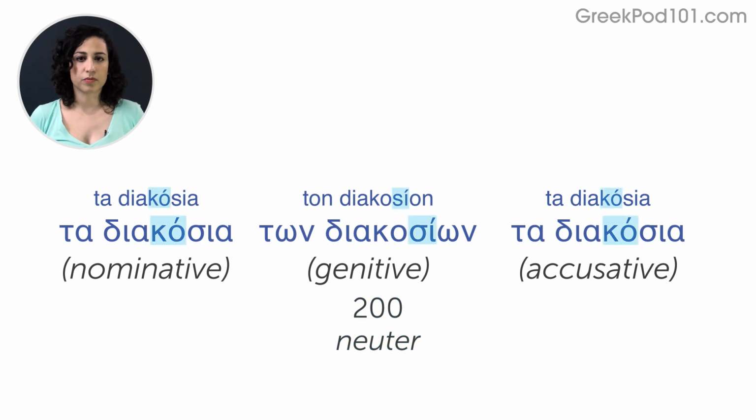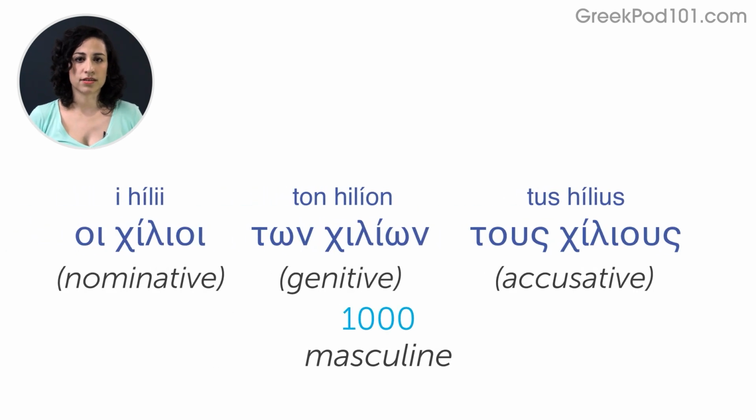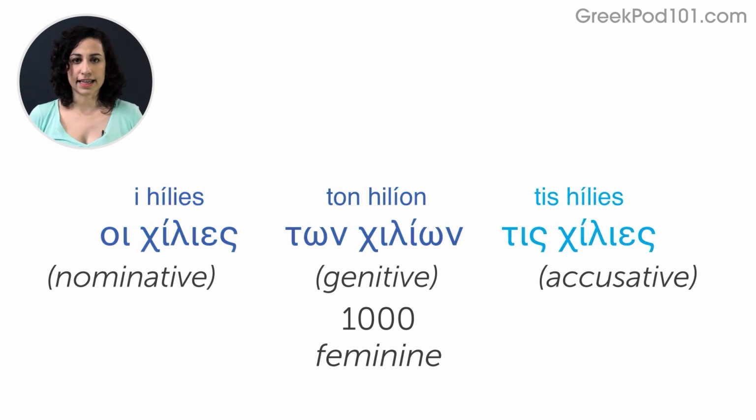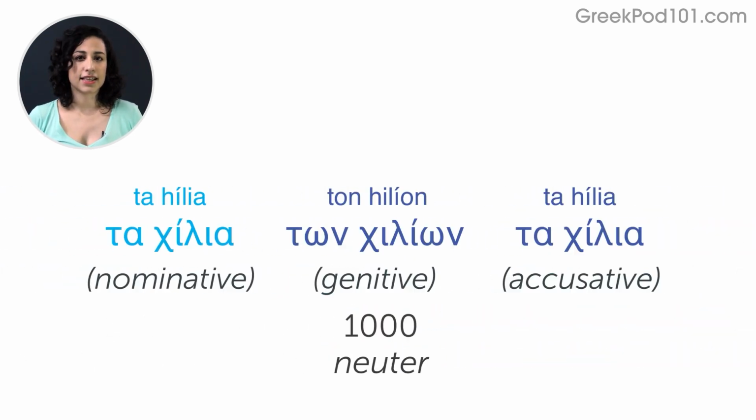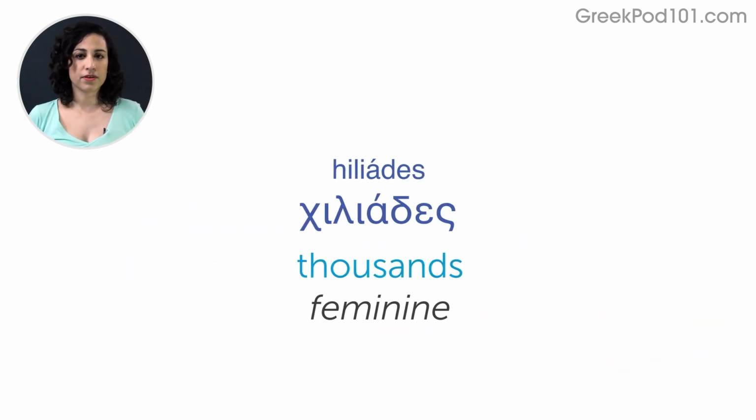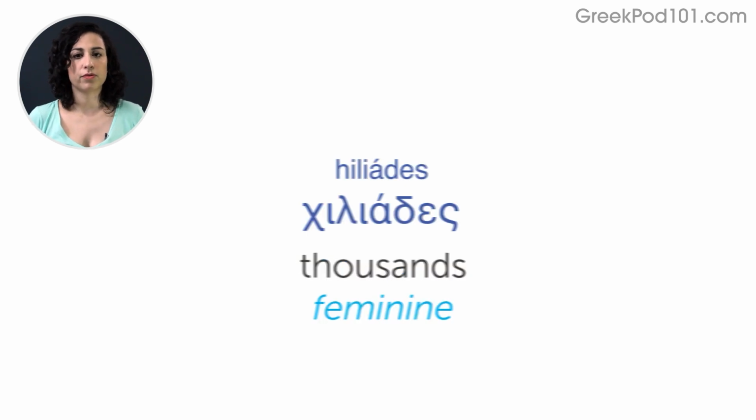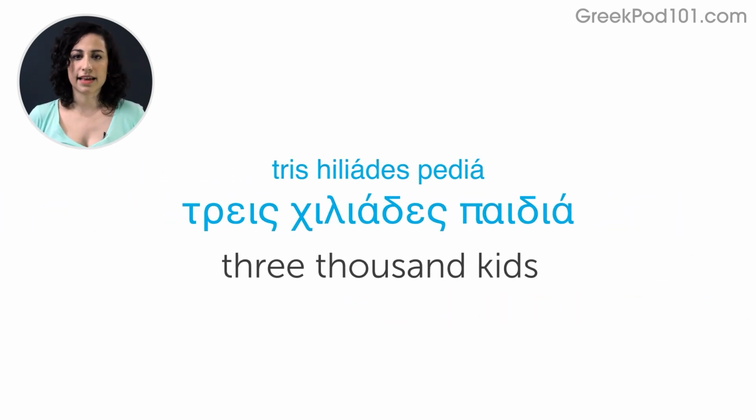Note that the accent mark moves one position to the right in the genitive case. The declension for 1000 uses the same endings and accentuation. Οι χίλιοι, των χιλίων, τους χίλιους for the masculine, οι χίλιες, των χιλίων, τις χίλιες for the feminine, and τα χίλια, των χιλίων, τα χίλια for the neuter. For multiple thousands, we use the feminine noun χιλιάδες, literally meaning thousands, and the corresponding feminine cardinal number before it. For example, 3.000 παιδιά, 3,000 kids.